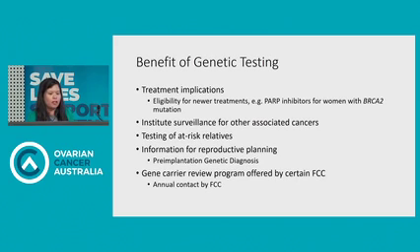So now let's talk about the benefits of genetic testing. So there are treatment implications to genetic testing. So for example, in some women who've been diagnosed with ovarian cancer and in whom we can identify that they carry a mutation in either a BRCA1 or BRCA2 gene, they may be eligible for newer treatments such as PARP inhibitors. This is a very new treatment that's very well tolerated. The side effects are not a lot.